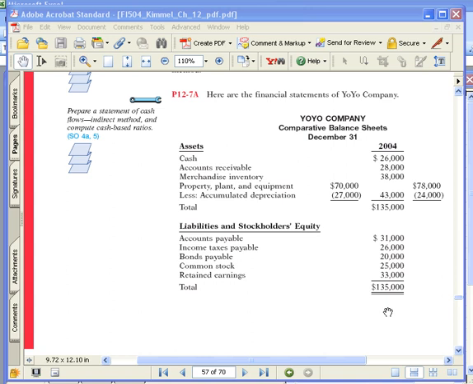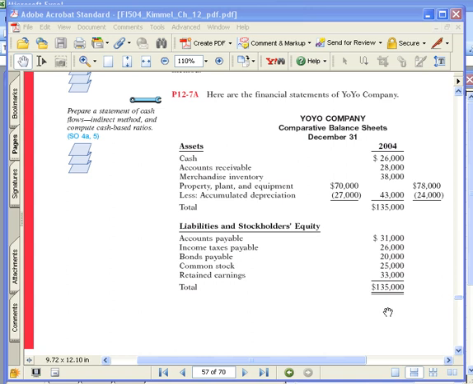Hi everyone. I'm going to give problem 12-7A a try and see if I can demo this for you. It's one of the more challenging cash flow problems, and hopefully walking through this may help you with a problem like it on the final exam.